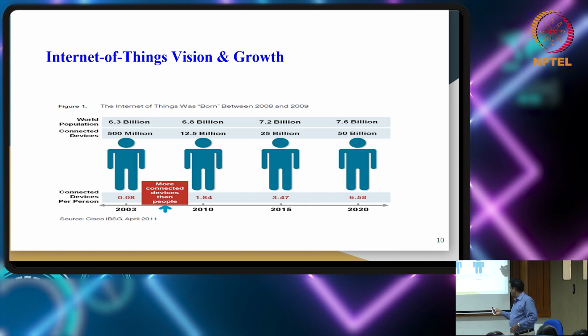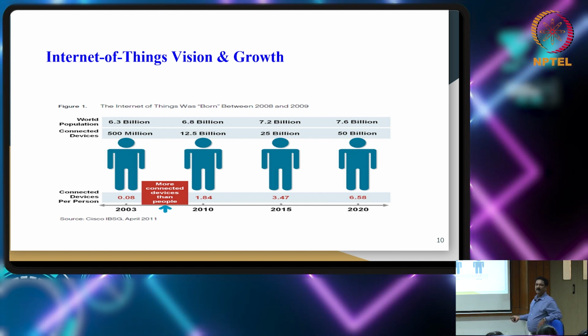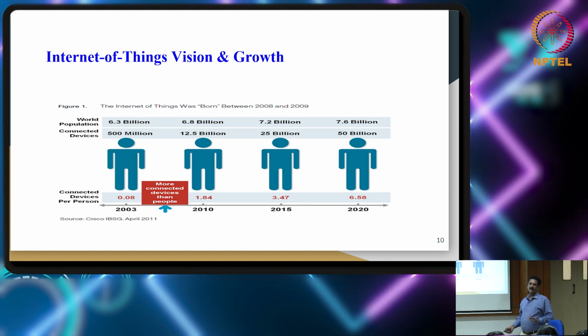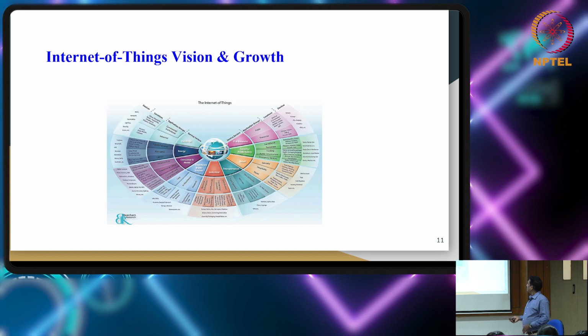The average has been increasing day by day, year by year. In 2021, there were almost 6.5 connected devices per person. This is what the statistic says, right? And this is the Internet of Things and Cloud.